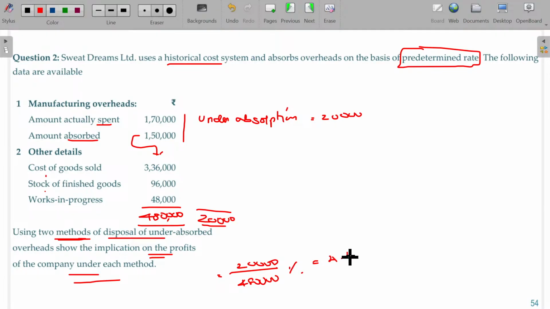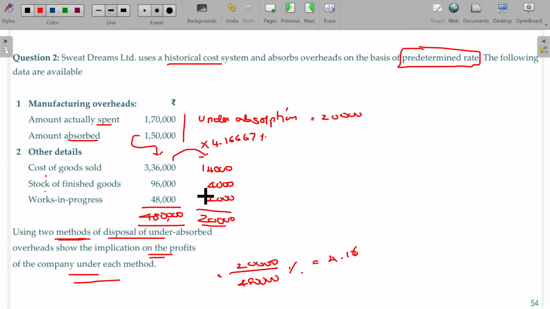4.17% or 66. Okay, that's all. You apply that same 4.16667% on this. In the very first case, you can add this money, 14,000 rupees, with the cost of goods sold, and on 96,000 at 4.16667%, 4,000 rupees for work in progress, and on 48,000, this value, 2,000 rupees.